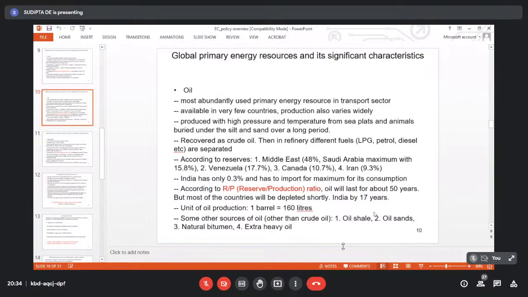And so obviously we have to plan in advance how we can keep our transport sector on, though there will be no oil supply, not because of political or supply deficiency, but because the entire reserve will be consumed by that time, as expected. Most of the countries will be depleted shortly, India by 17 years, as it is mentioned. So the planning has to be on a war footing basis, and that has already started.